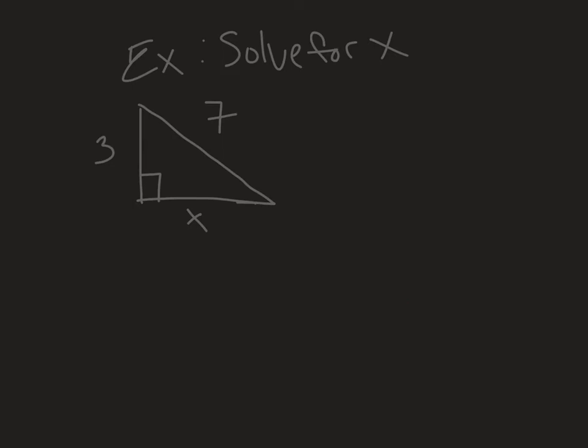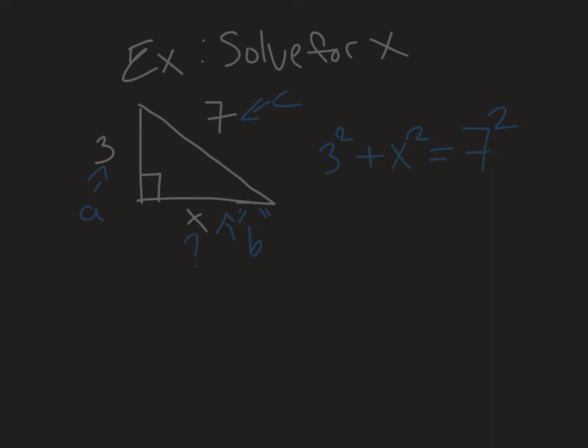Now if we look at another example, in this case, solving for x, we do know the hypotenuse, but we don't know one of the legs. This is the one I don't know. So let's say this is our B, so to speak. This would still be our A, and the hypotenuse would still be our C. So let's plug it in. A squared would be 3 squared plus X squared, because that's our B, equals 7 squared, our C squared.